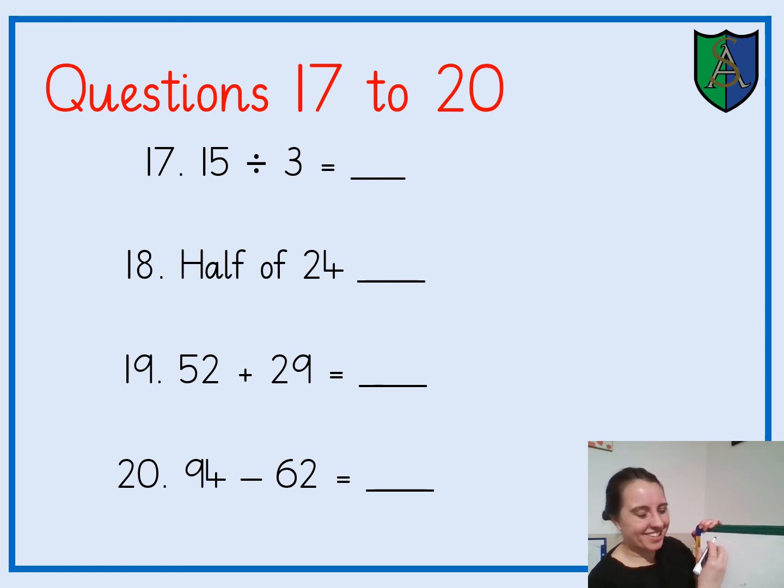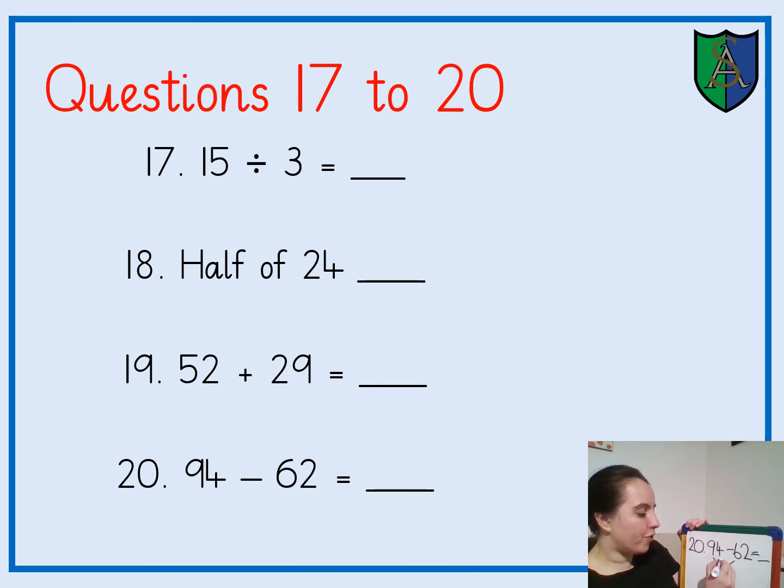Let's move on to question number 20. Okay, question 20 is a takeaway question. So we've got 94 take away 62, which we're trying to look for what that equals. So we've got 90 take away 60. Now if I know 9 take away 6, then I also know 90 take away 60, because watch. Okay, let's do our triangle method. 9 take away 6 is equal to 3. So 90 take away 60 is equal to 30.